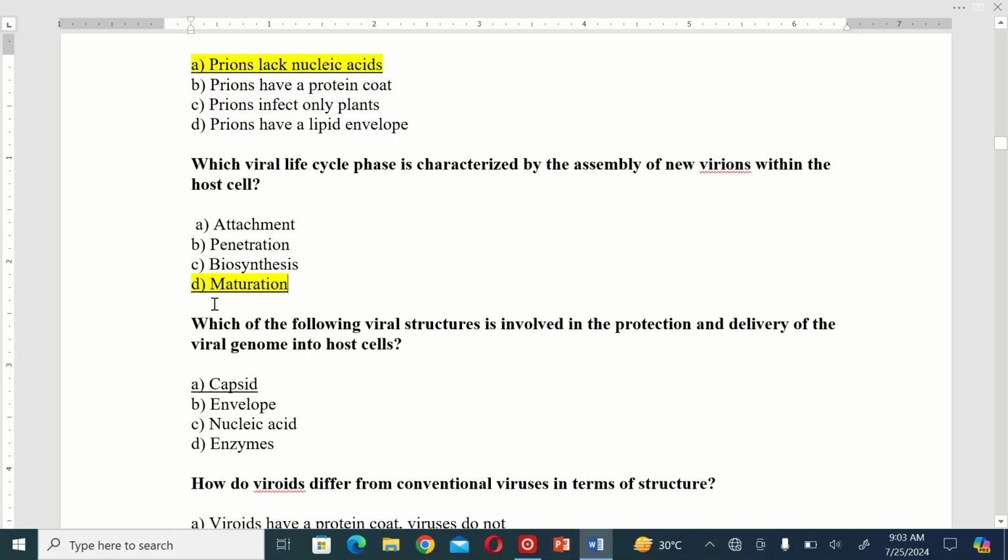The next MCQ is: which of the following viral structures is involved in the protection and delivery of the viral genome into the host cell? A. Capsid. B. Envelope. C. Nucleic acid. D. Enzyme. So the correct option is A.